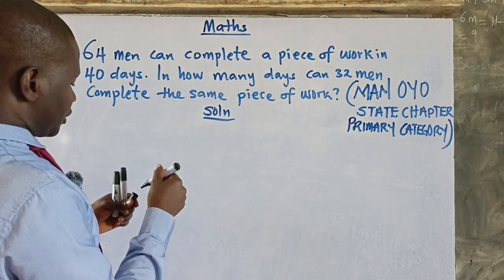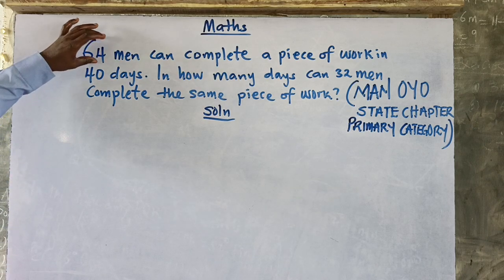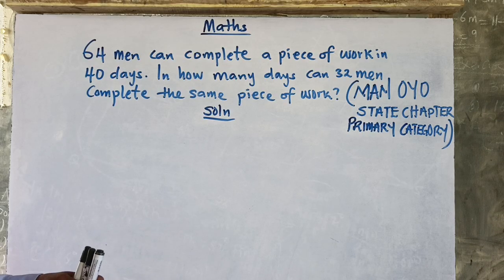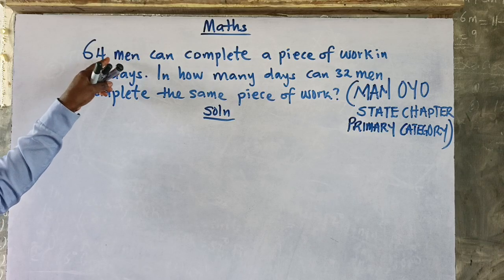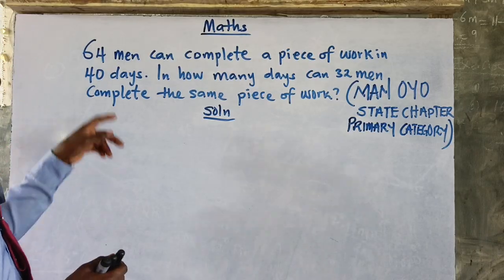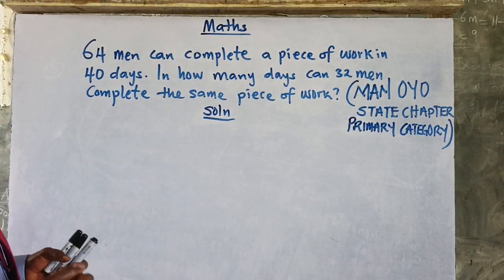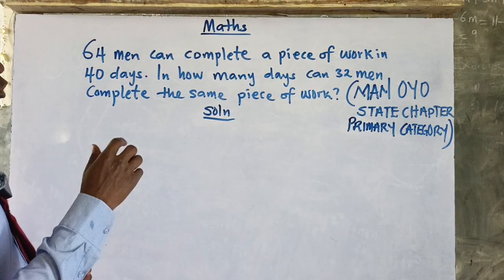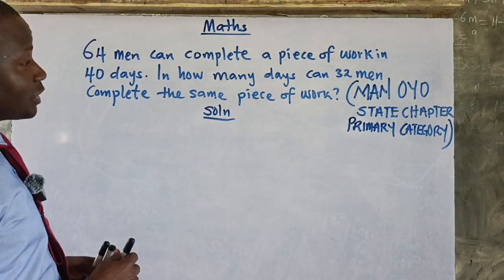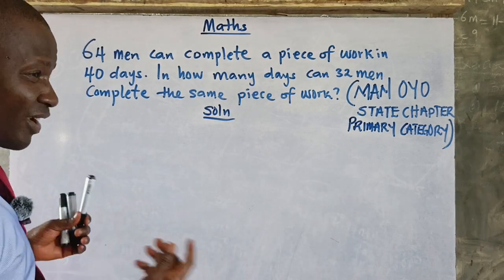Now the best way to approach this type of question is to base it on a real life situation. When you have a certain number of men and a piece of work to be completed, the higher the number of men, the lower the number of days it will take them to complete the work. And the lower the number of men, the higher the number of days to complete the work. When you base it on real life situation, you apply the knowledge of variation, because we are going to apply the knowledge of variation in solving this question. That is the smartest way to approach this type of question, and very simple.